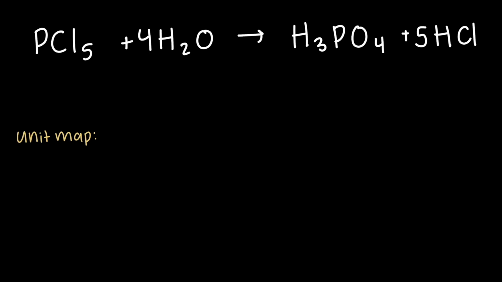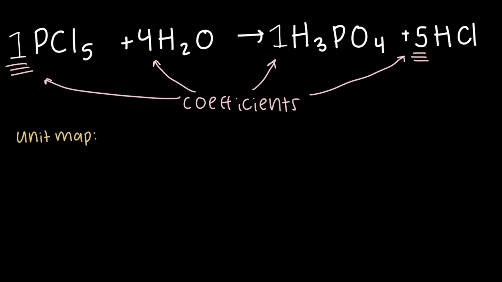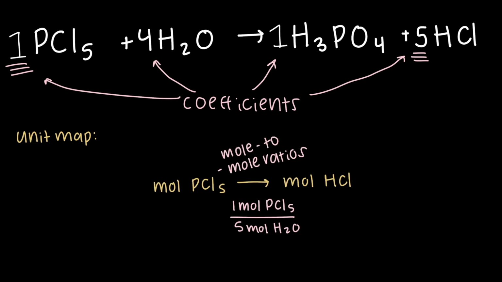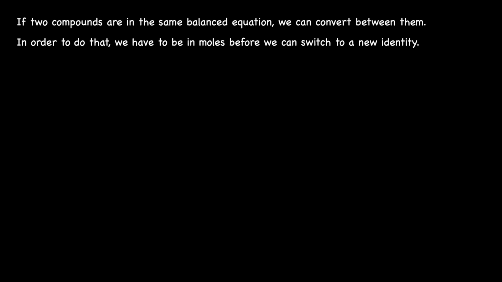But now, we will also use the coefficients from balanced equations as conversion factors to switch between identities. These coefficients are called mole-to-mole ratios. If two compounds are in the same balanced equation, we can convert between them. But in order to do that, we have to be in moles before we can switch to a new identity.